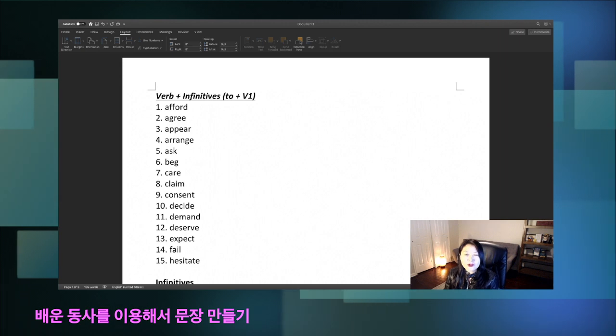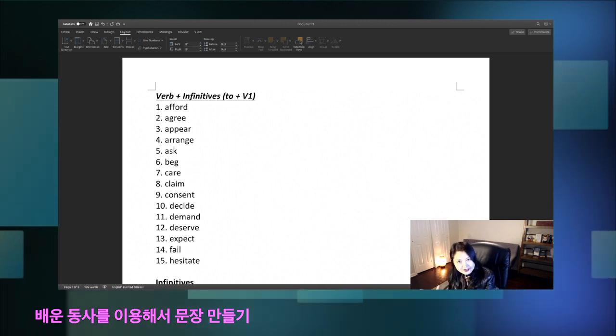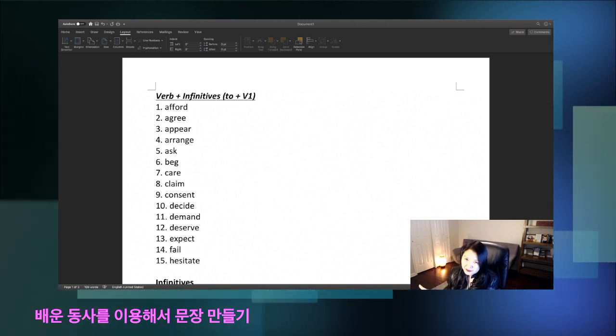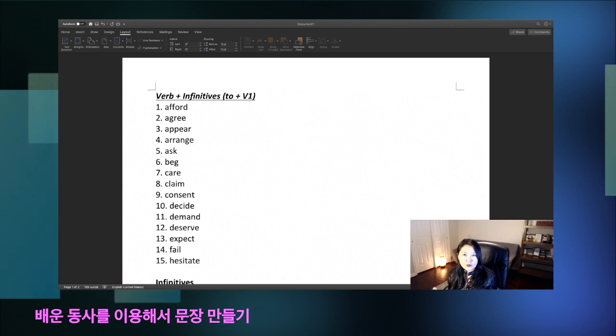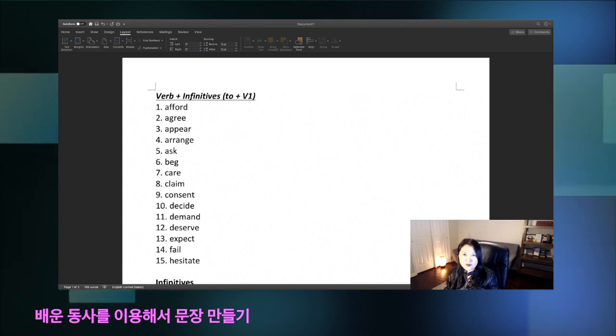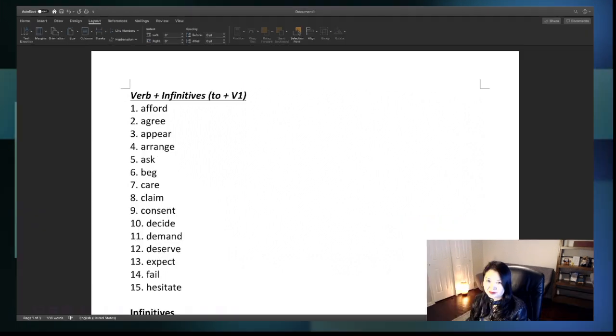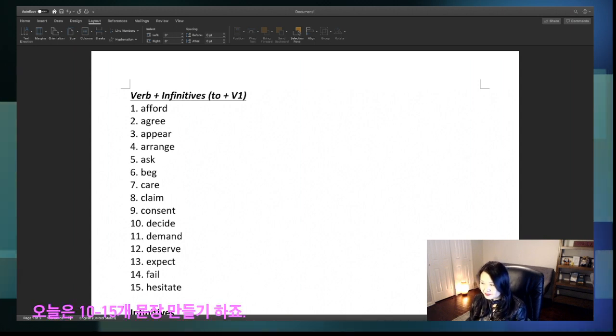Today, I am going to... Okay, after you memorize, you have to know how to make sentences, right? If you don't know how to make sentences, there's no point. You have to memorize the verbs, right? All right, let's get started.